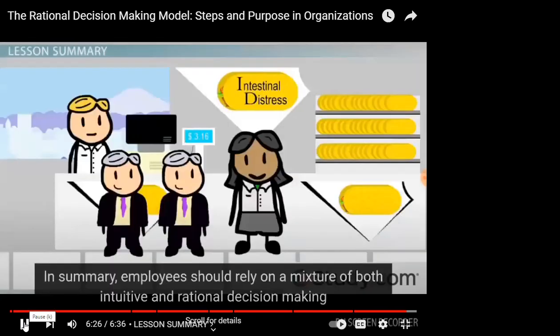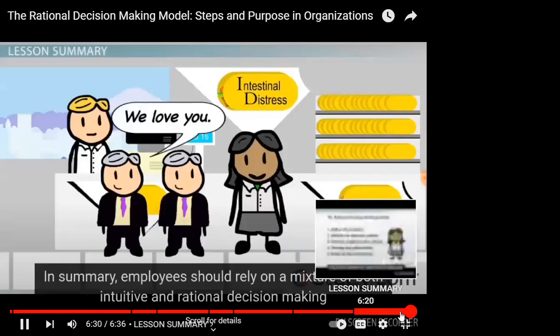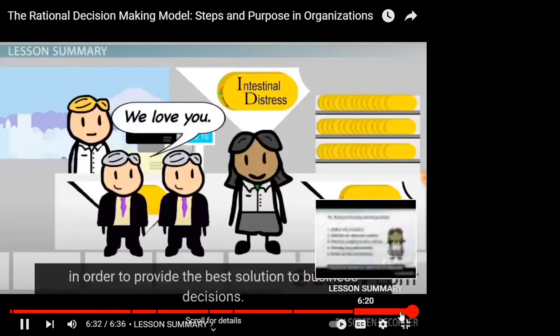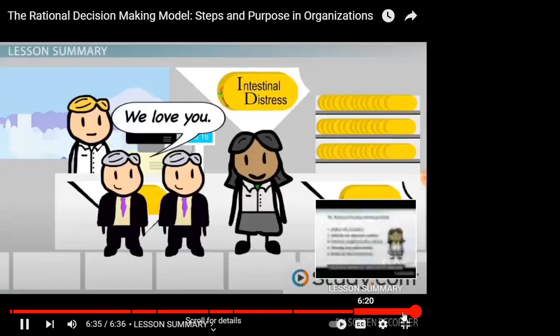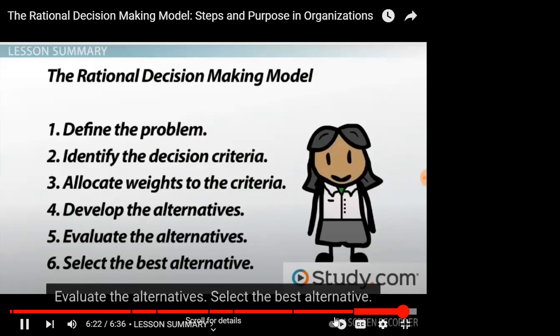In summary, employees should rely on a mixture of both intuitive and rational decision making in order to provide the best solution to business decisions. Number 6, select the best alternative.